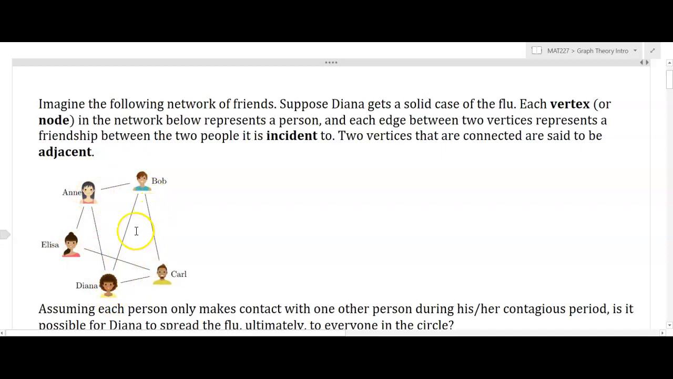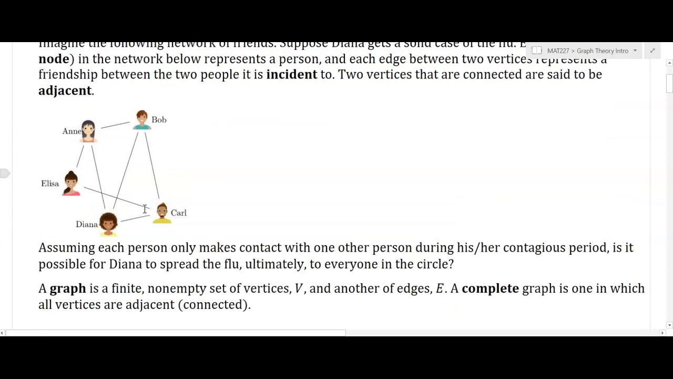And without loss of generality, we could have said Diana gives it to Bob, who gives it to Carl, who gives it to Elisa, who gives it to Anne. So you can imagine that even with 5 people and each person only making contact with one other person, that disease can still spread.